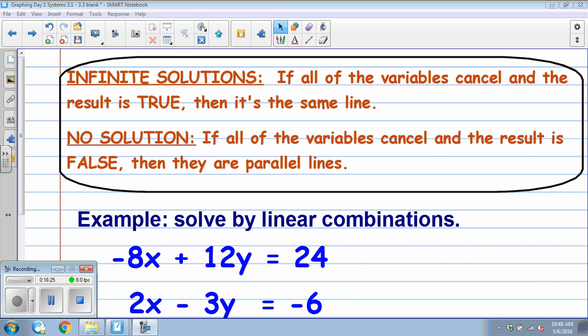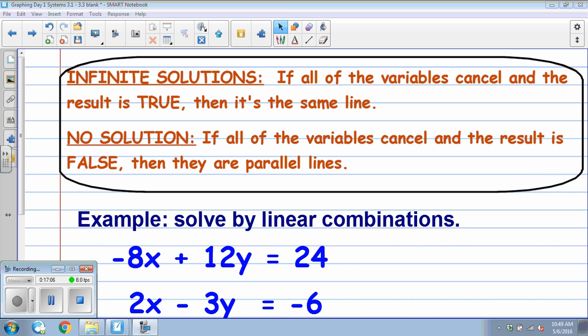If both your variables cancel and the resulting statement is false, that means your slopes were the same, because the numbers in front of x were the same, but your y-intercepts were different. That's the only way that can happen. Okay? That means your slopes were the same, so there were parallel lines. So there's no solution. So if you solve these algebraically and you see that all your variables cancel, you have to check to see if the resulting statement is true or false. If it's true, infinite solutions. If it's false, no solution.